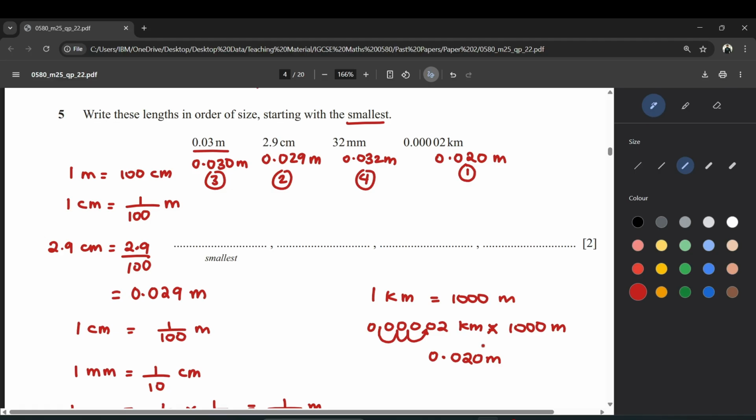So if this is 1, I'm going to write here 0.00002 kilometers. On the second blank, I'm going to write 2.9 centimeters. On the third one, I'm going to write 0.03 meters. And on the fourth one, it would be 32 millimeters.